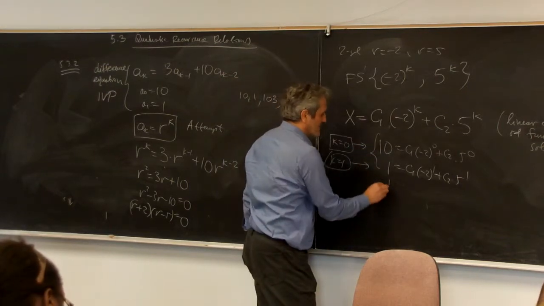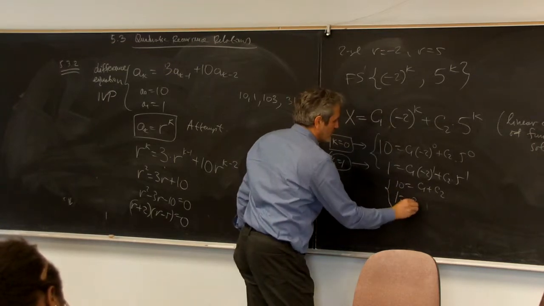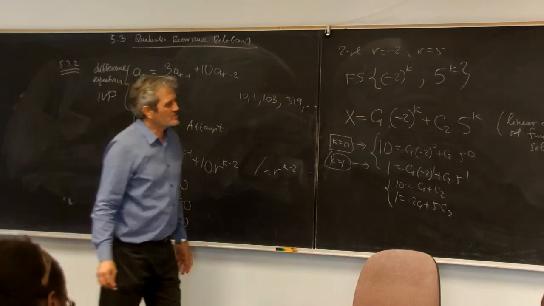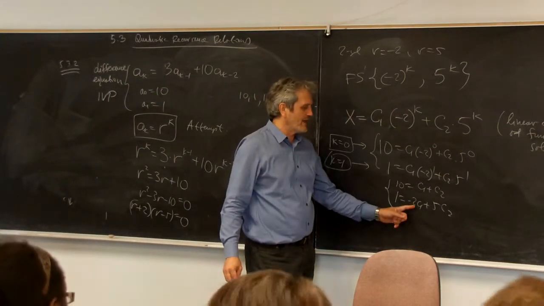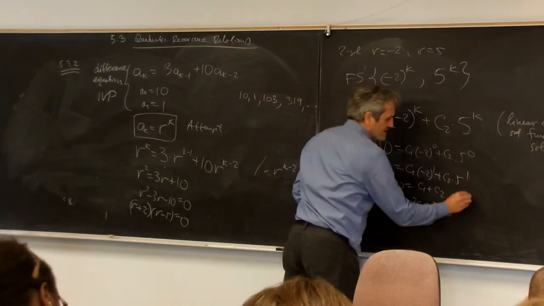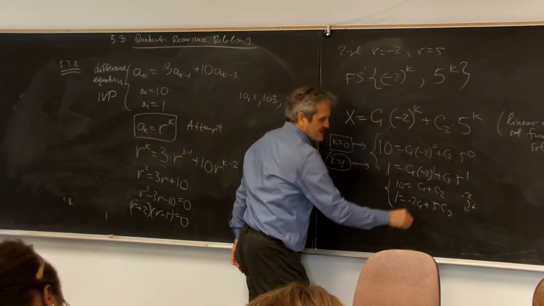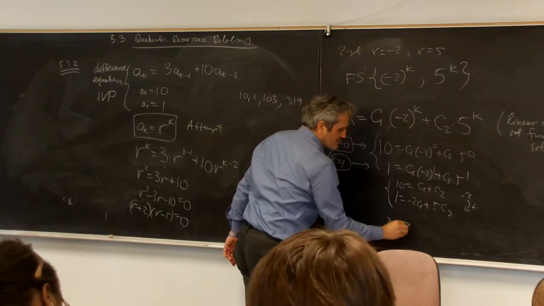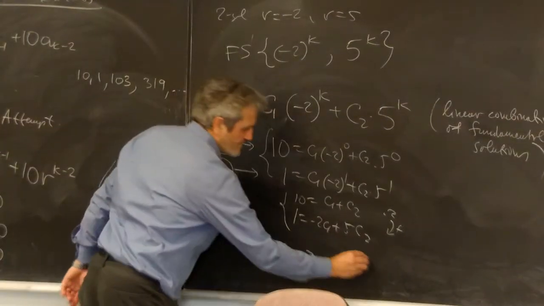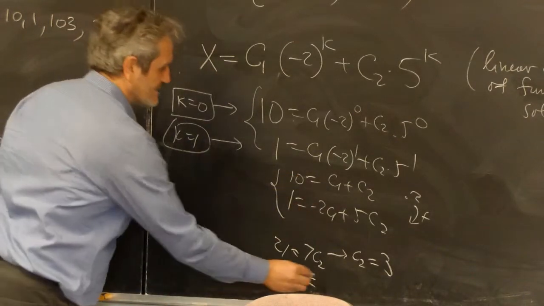So how do I solve it? I get 10 equals C1 plus C2, and 1 equals negative 2C1 plus 5C2. Probably the easiest way to solve it is to multiply the top one by 2 and add them up. What happens if I do that? C1s will cancel. Times 2 and add it down, so I'll get 21. 2C2 and 5C2 is 7C2. So C2 is what? How much is C1 then? 10 minus 3, C1 is 7.